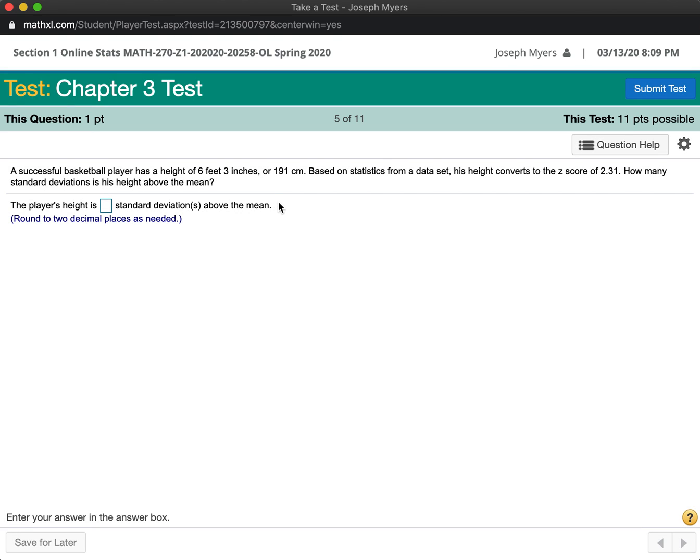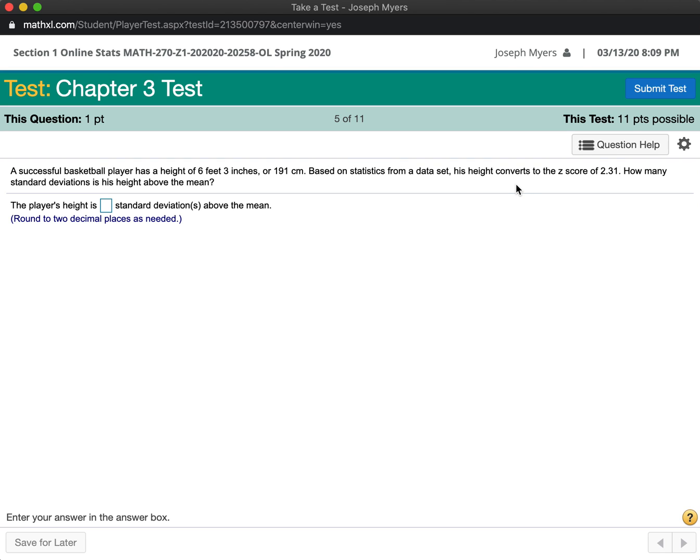Okay, then this problem says a successful basketball player has a height of 6 feet 3 inches or 191 centimeters. And by the way, these numbers are randomized, so whenever you see something on your statistics homework that says something like a successful basketball player has a height of such and such, that's not necessarily an actual fact. So there could be successful players that have a different height. But anyway, according to this problem, the height would be 191 centimeters.